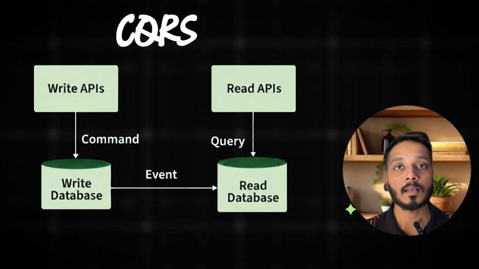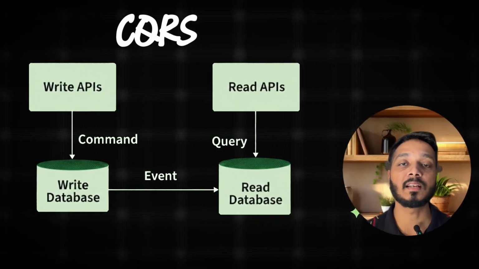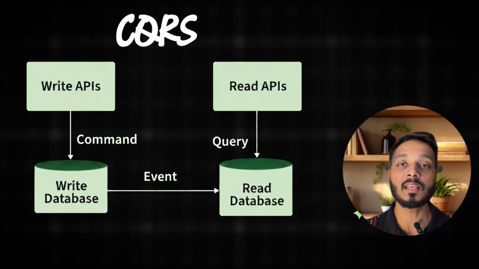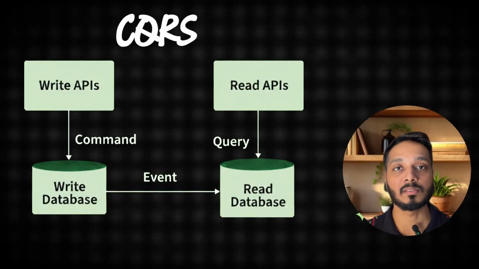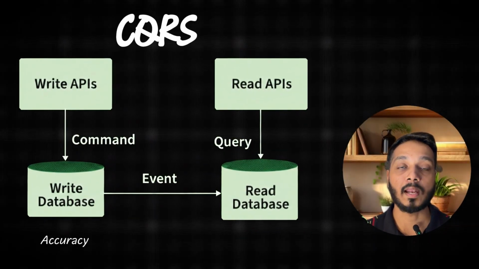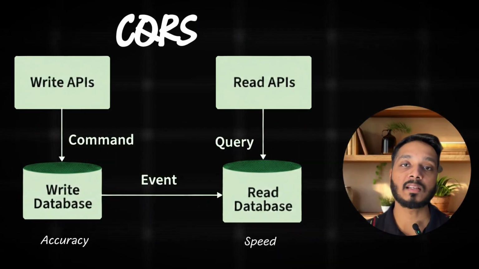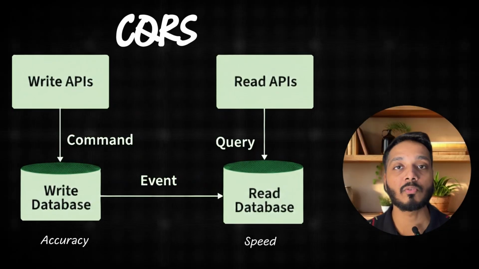CQRS separates the command side that changes data and the query side that reads data fast. And guess what? They can even use different databases. For example, WriteDB optimized for accuracy and ReadDB optimized for speed. CRUD is simple but struggles at scale. CQRS is powerful for large systems.